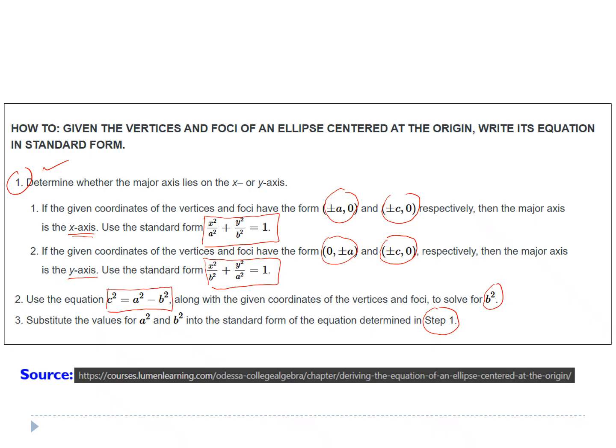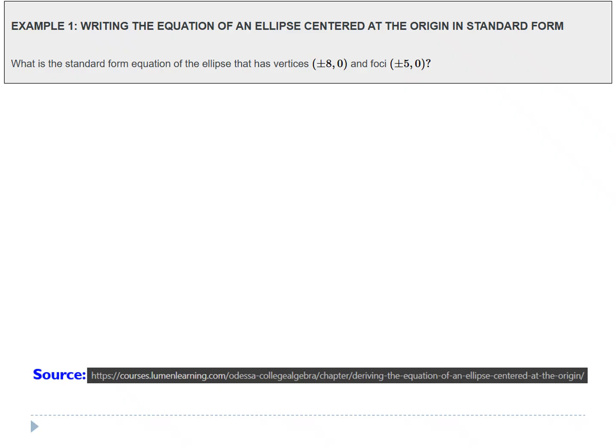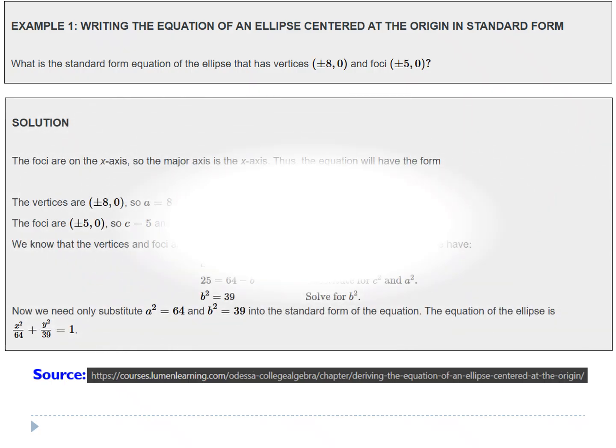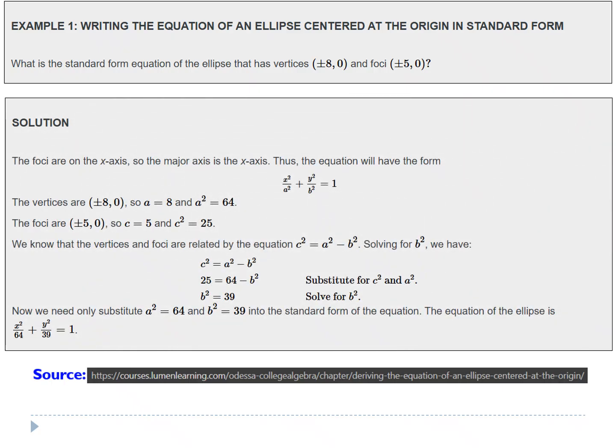So that's it, and I hope you've understood our discussion, and now we can practice this one. I will show you the solution to this problem in the next video. So for now, this is it.